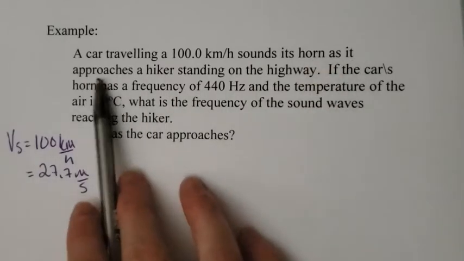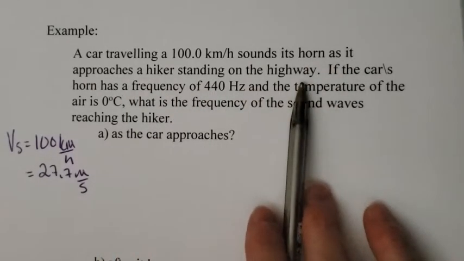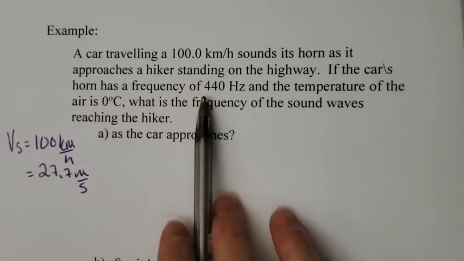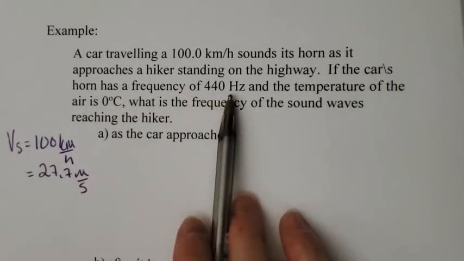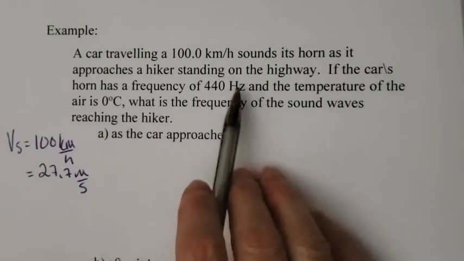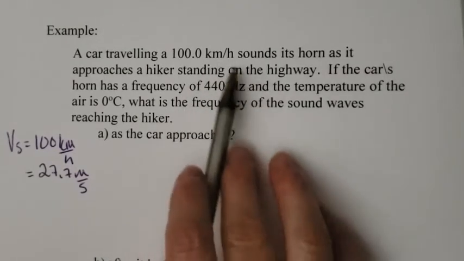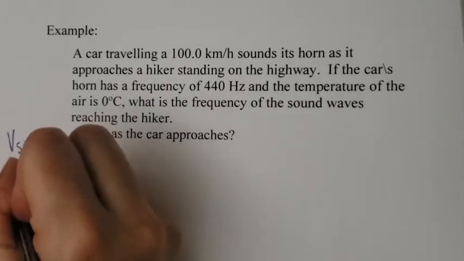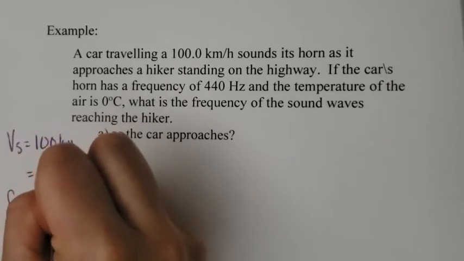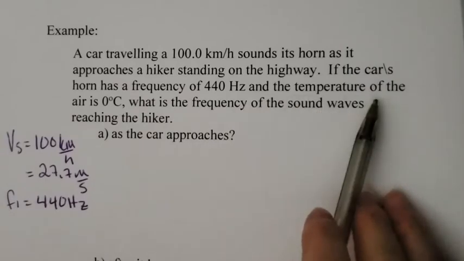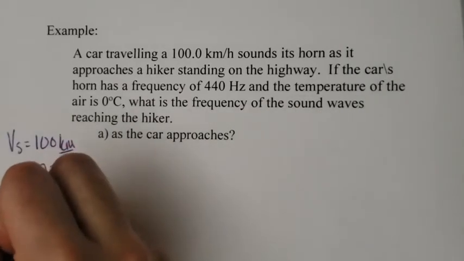Let's keep reading here. It sounds its horn as it approaches a hiker standing on the highway. The car's horn has a frequency of 440 hertz. So even if the car was stationary, no one's moving, that's what frequency 1 is going to be. That's the frequency of the horn all by itself without becoming higher or lower pitched. So we know frequency 1 is 440 hertz.